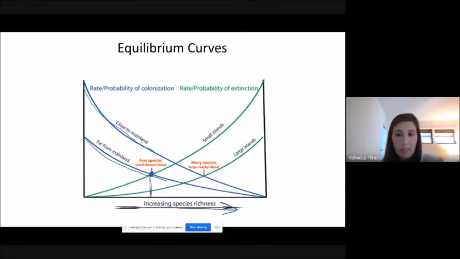But if the island is larger and closer to the mainland, the equilibrium point is higher. So as a general rule, the larger the island, the more species richness. The closer the island is to the mainland, the more species richness.